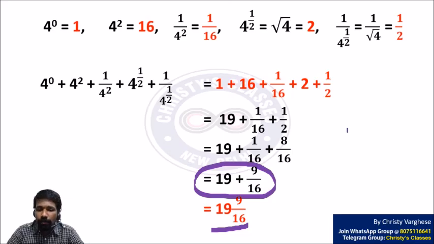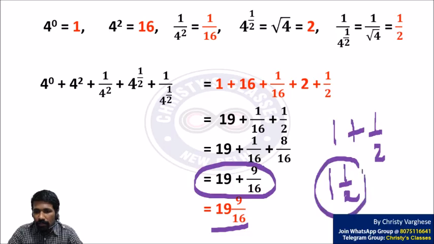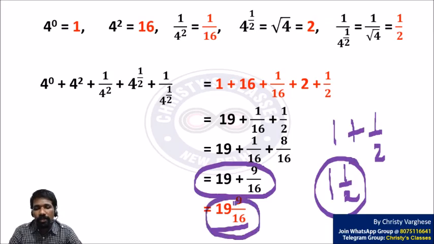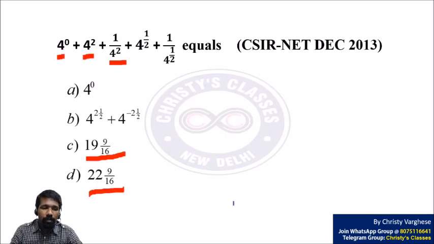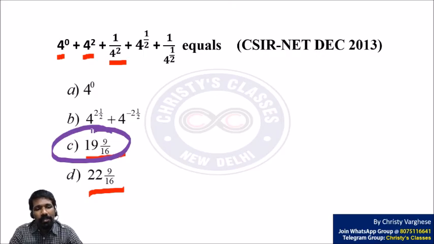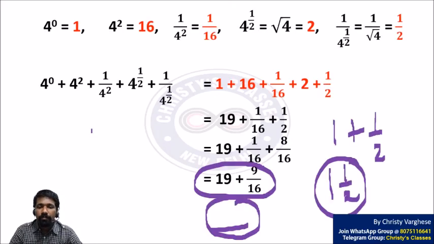Those people who are confused why they are the same, that is school-day math. For example, if you get 1 mark and half mark for the second question, what will you say? You got 1.5 marks. 3 by 2 marks or 1.5 marks. So a plus b by c is nothing but a and b by c. That is just a notation of mixed fraction. So 19 and 9 by 16, which is given in answer option C, is the answer. If that option was giving 19 plus 9 by 16, that is also okay.